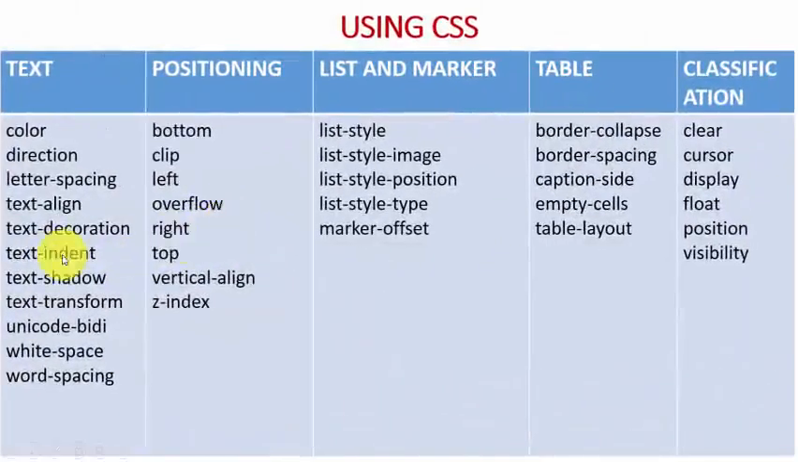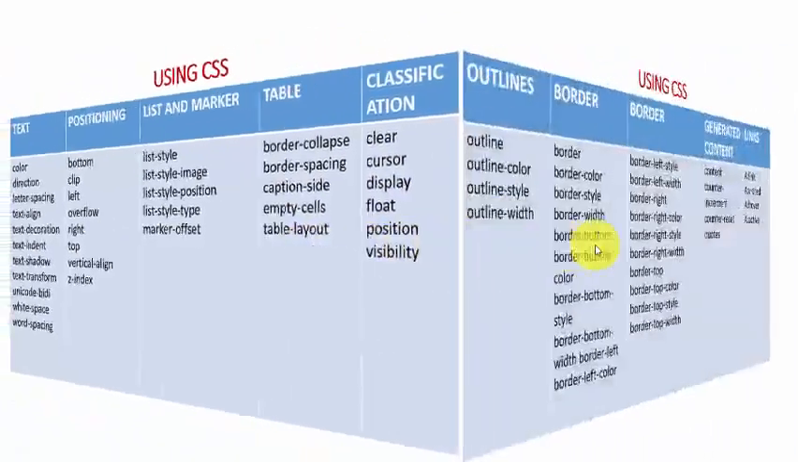So we have text, letter spacing, we have so many other things, text shadow, and so on. Then we have positioning properties, for example, bottom, clip, left, overflow, right, top, and so on. We have list and markup. We're going to make use of list when we are designing our navigation menu. List style type, list style image, list style position, and so on. Then when we are dealing with table, we have table properties too. Then we have classification properties like clear, float, display, and so on and so forth. So these are the properties we're dealing with.